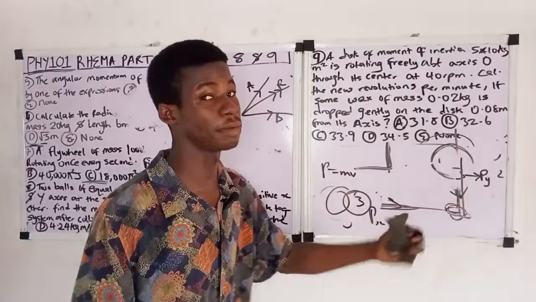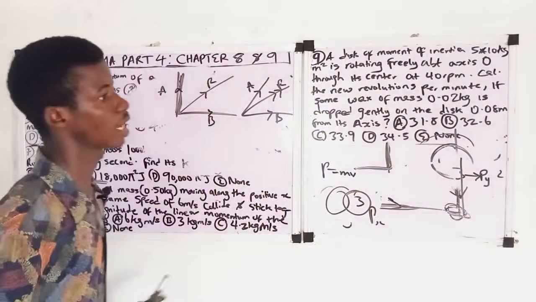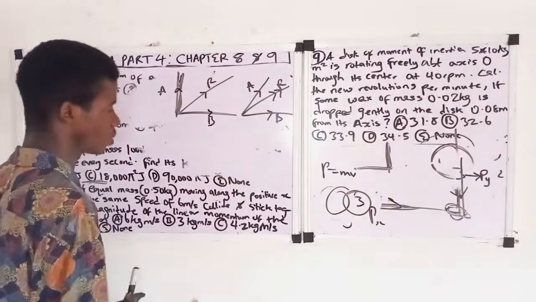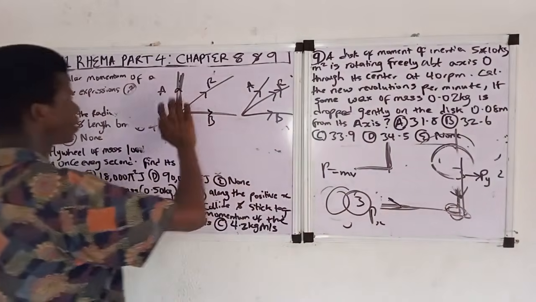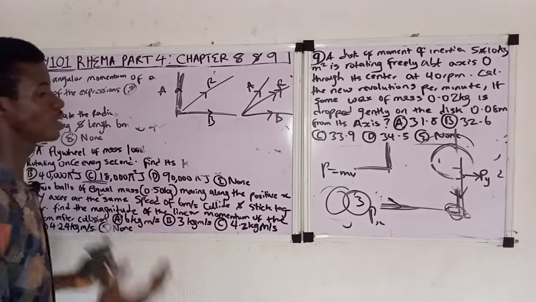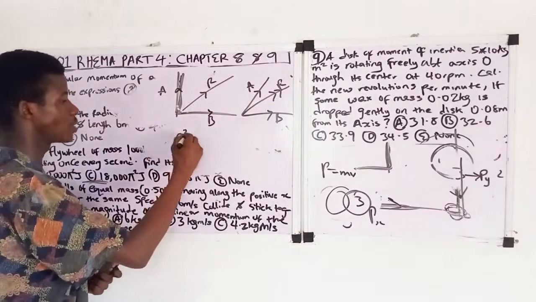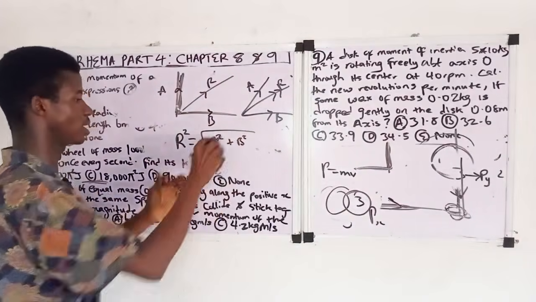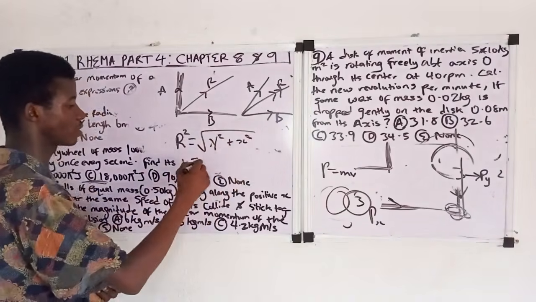Since they are perpendicular, remember momentum is a vector quantity, and there are different types of vectors: perpendicular, diagonal, linear, parallel vectors, and so on. These two vectors are perpendicular. To calculate the resultant of perpendicular vectors, we use Pythagoras theorem: R squared is equal to A squared plus B squared, or y squared plus x squared. Right, so let's continue.